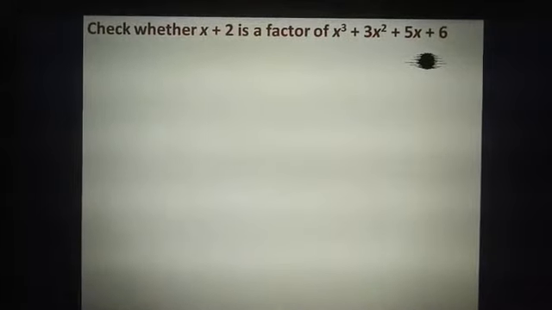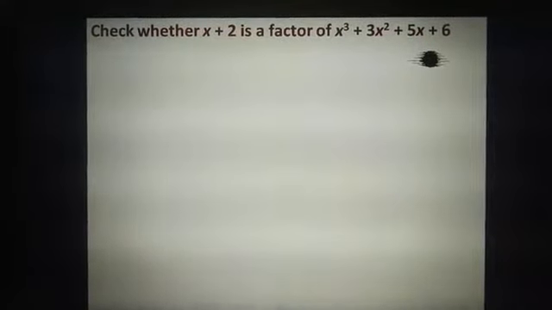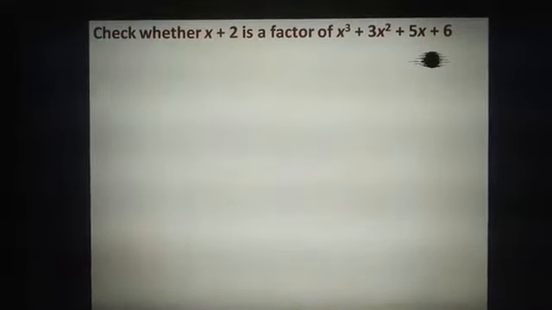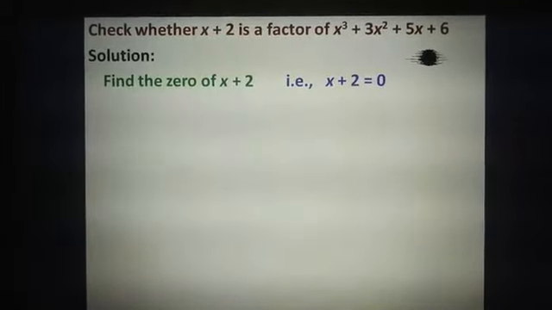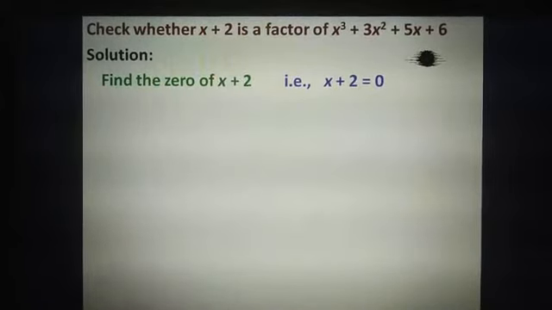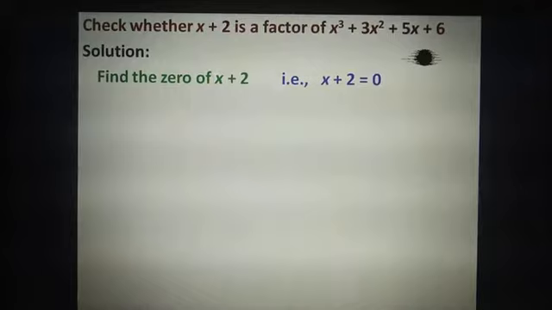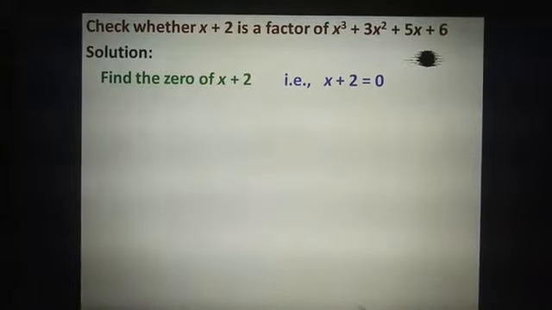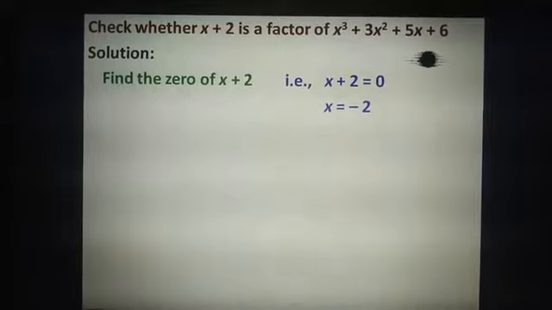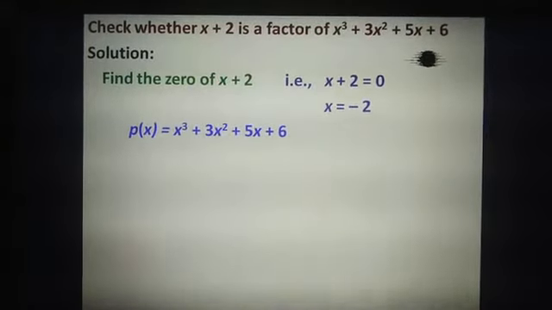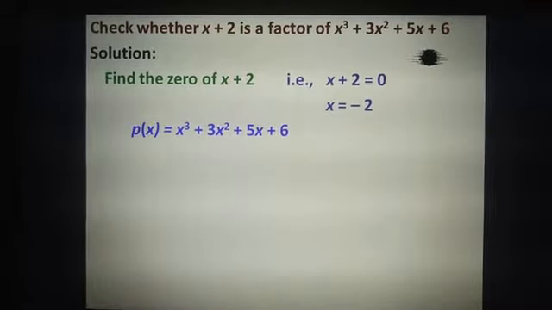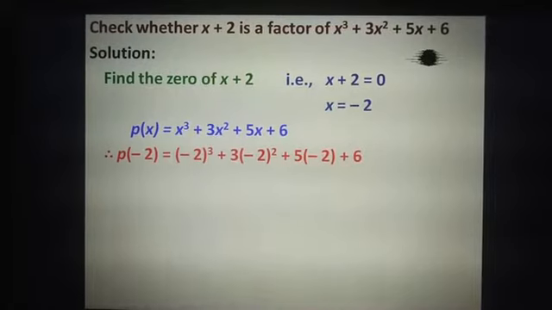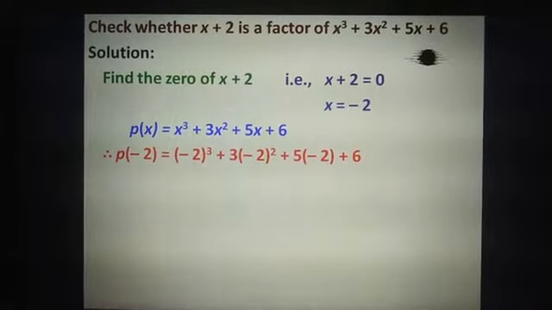Now I am going to explain the factor theorem by using one example sum. Check whether x plus 2 is a factor of x cube plus 3x squared plus 5x plus 6. See the solution. First step, find the 0 of x plus 2. That is, x plus 2 is equal to 0. So x equal to plus 2 comes to this side, minus 2. Now, p of x is the given polynomial, that is x cube plus 3x squared plus 5x plus 6. Substitute the x value in p of x.